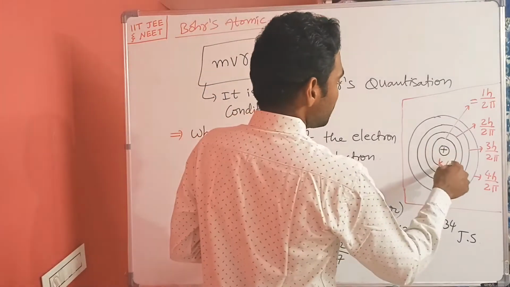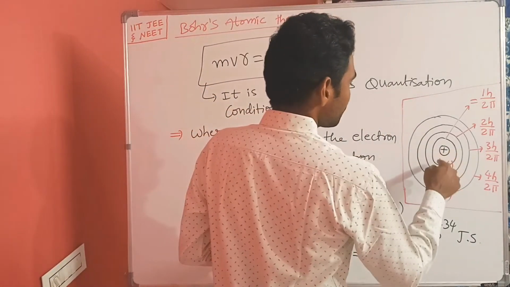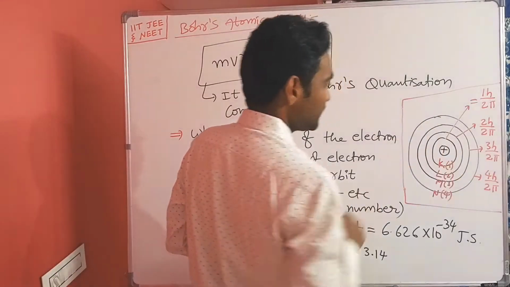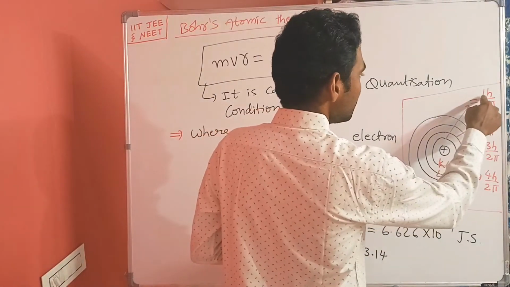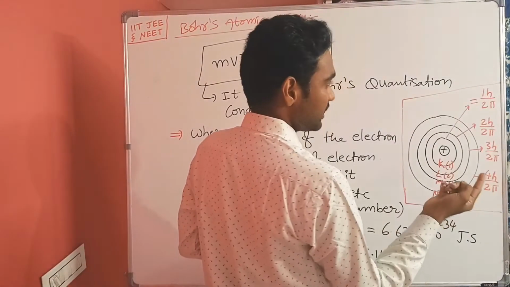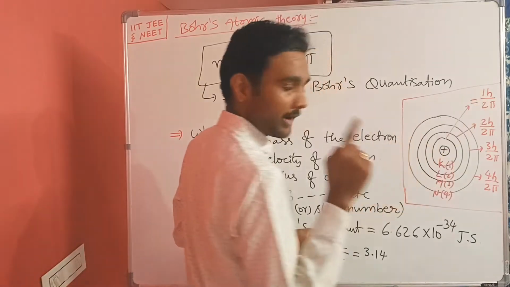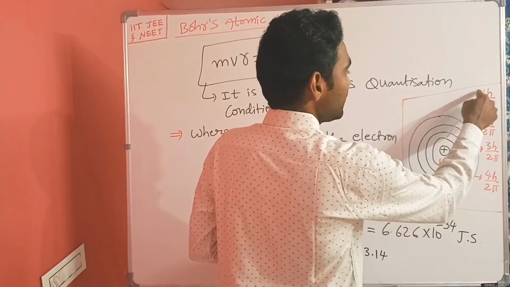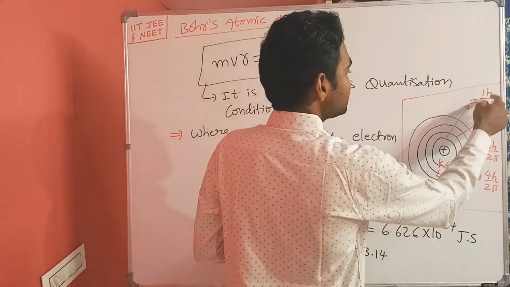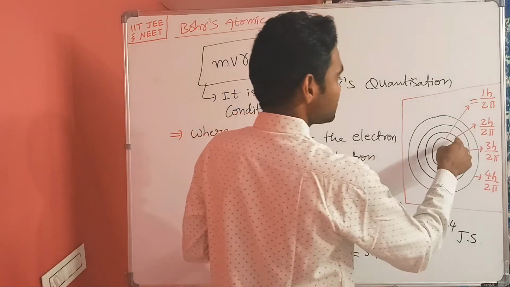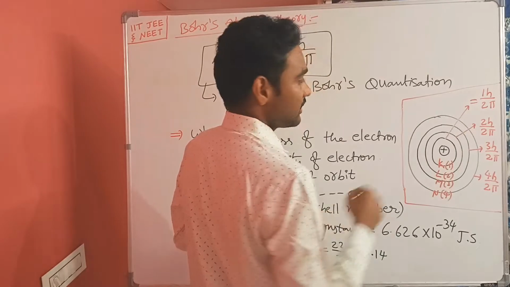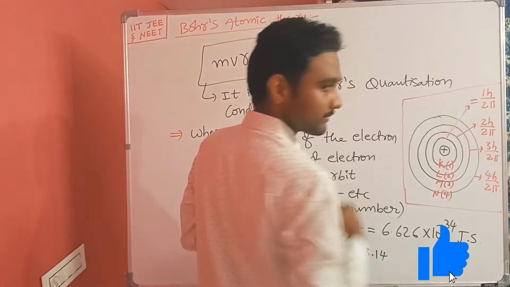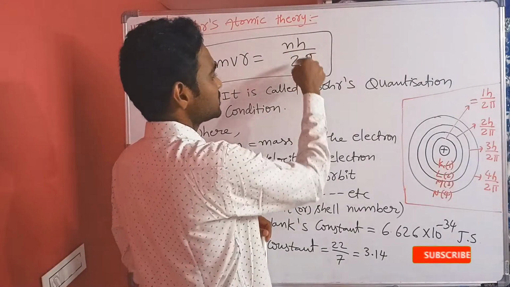Now, according to Bohr, the angular momentum of the electron present in the first orbit is equal to nh by 2 pi. Here the n value is 1 because it is the first orbit, so instead of n I am writing 1h by 2 pi. The electron present in the second orbit has n value 2, so 2h by 2 pi.